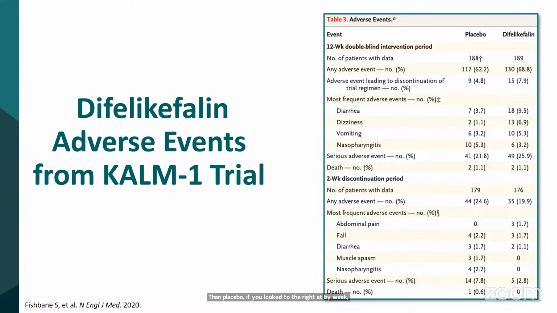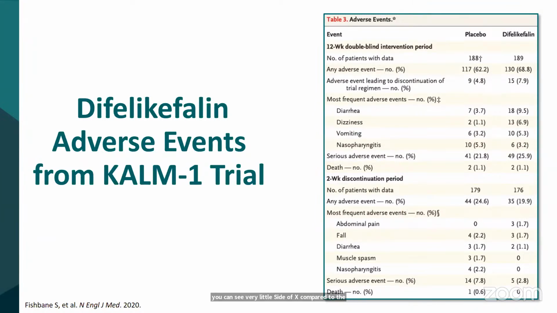So when they looked at the CALM-1 trial, what were the adverse events? It was a 12-week double-blinded intervention period. As you can see, the most frequent adverse events were diarrhea, dizziness, vomiting, and some sinusitis. There was then a 2-week discontinuation period, where the most frequent were some abdominal pain, a fall, and diarrhea. As you can see, very few side effects compared to the placebo, interestingly enough.